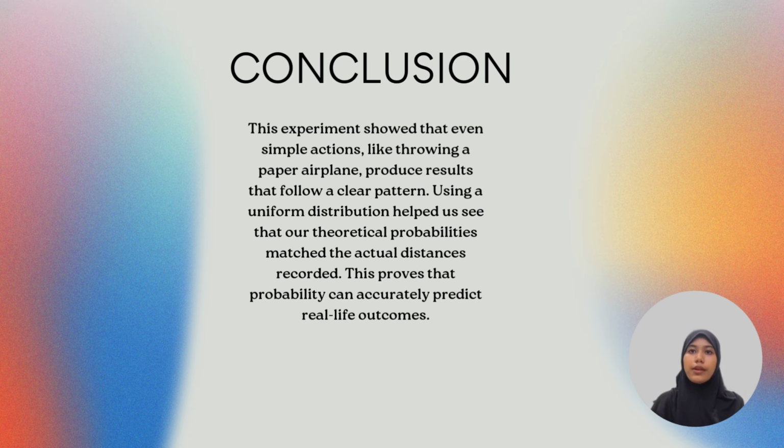Alright, so to wrap everything up, this slide shows the conclusion of our experiment. Basically, we are summarizing what we discovered after collecting and analyzing the data. The experiment shows that even simple actions like drawing a paper airplane produce results that follow a clear pattern. Using a uniform distribution helps us to see that our theoretical probabilities match the actual distances recorded, proving that probability can accurately predict real-life outcomes.